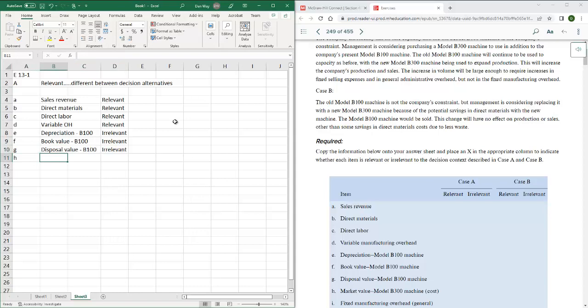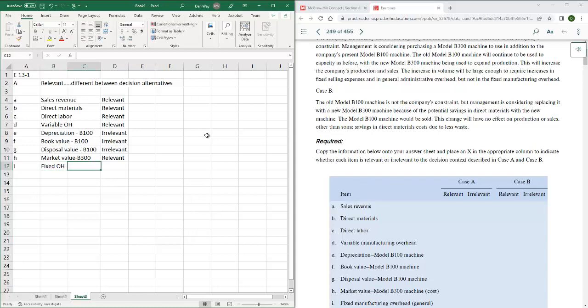Okay, H was the market value of the B300, so the cost, in other words, of this new machine. Now, some of these I know sound almost like they're trying to trick us, but there is nothing that is intended to be a trick here. If we buy the new B300, we do incur the purchase price of that thing as a cost. If we don't buy it, we don't. So that means it's different between the alternatives, making it relevant to our decision for sure.